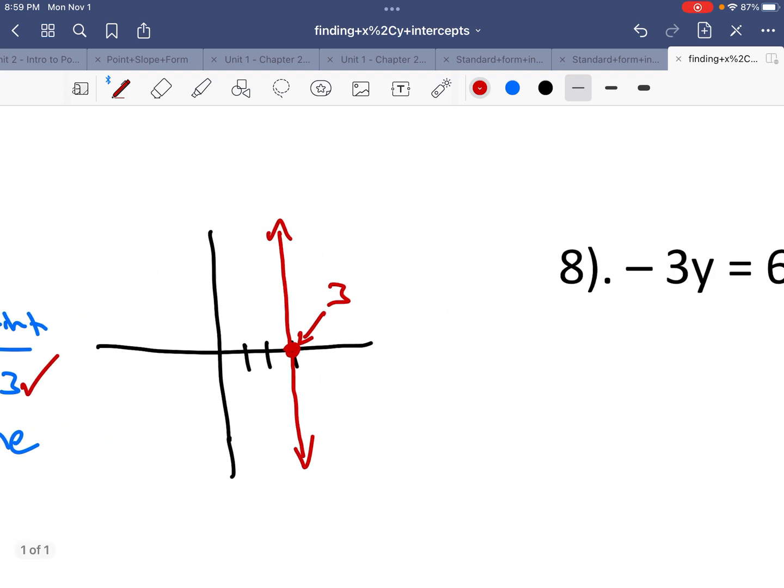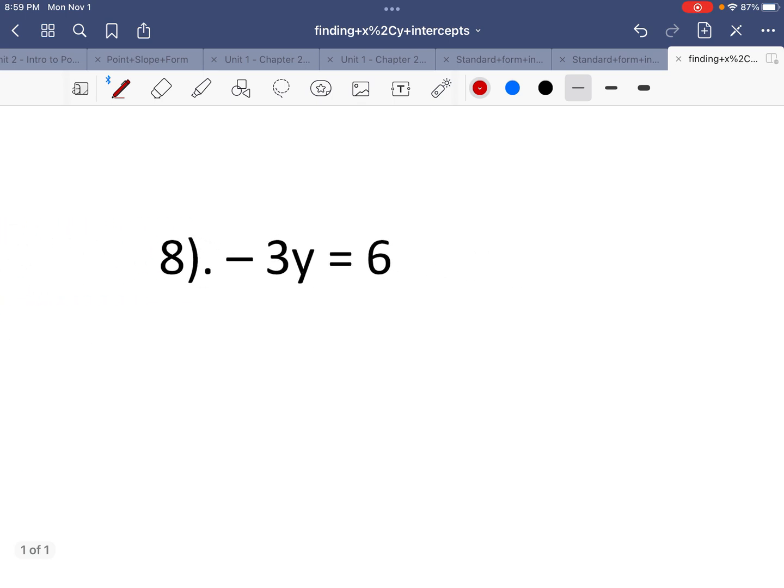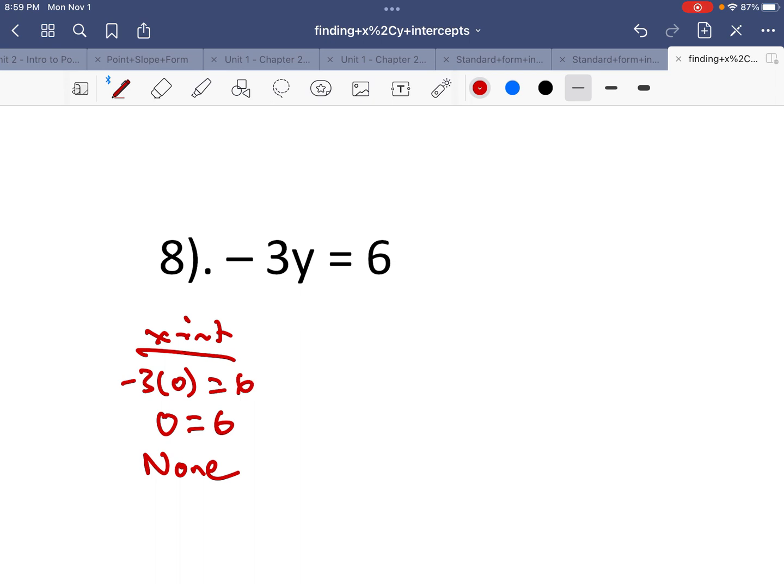All right. Going to number 8. X-intercept. We let y be 0. So negative 3 times 0 equals 6. Negative 3 times 0 is 0. 0 equals 6. Hey, there's no x to solve for. So guess what? This is a false statement, so we don't have any x-intercepts. None. Y-intercept. We let y be 0. So negative 3 times 0 equals 6. Negative 3 times 0 is 0.